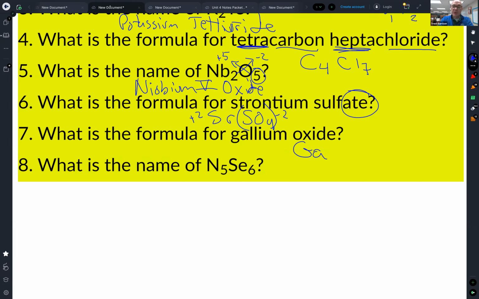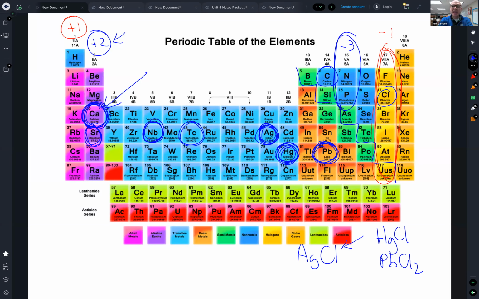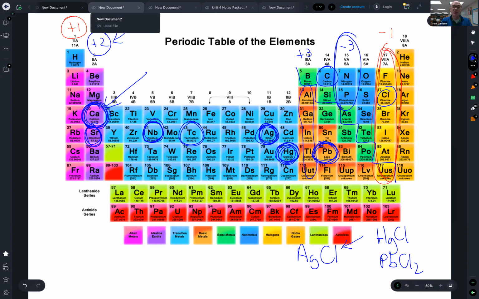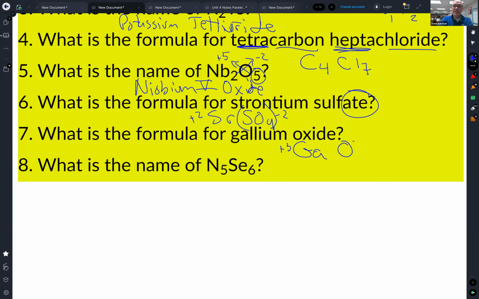All right, gallium oxide. Ga is the formula for gallium. O is the formula for oxide. Let's go and look at what their charges are. Gallium is in the same column as aluminum. All elements underneath the staircase in that column have a charge of +3. Oxygen has a charge of -2. So I've got +3 and -2. Those two charges are opposite but not equal. So I'm going to crisscross their charges, and I'm going to end up with Ga2O3.